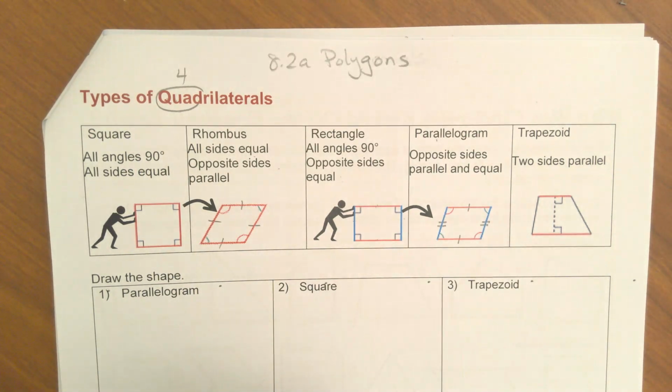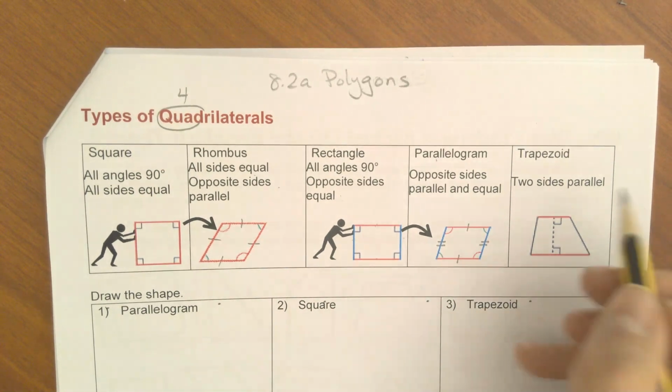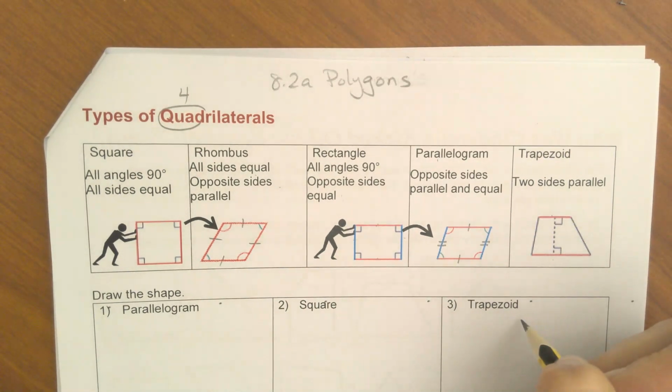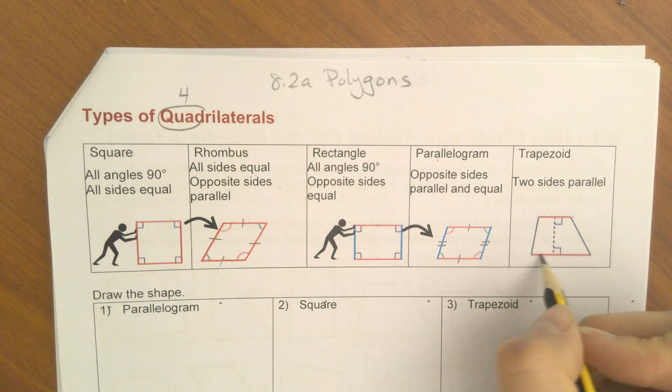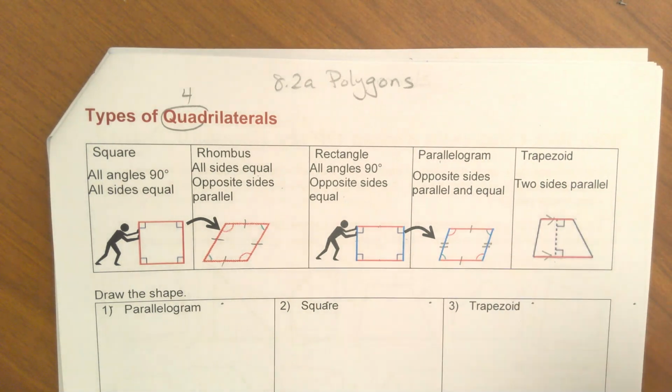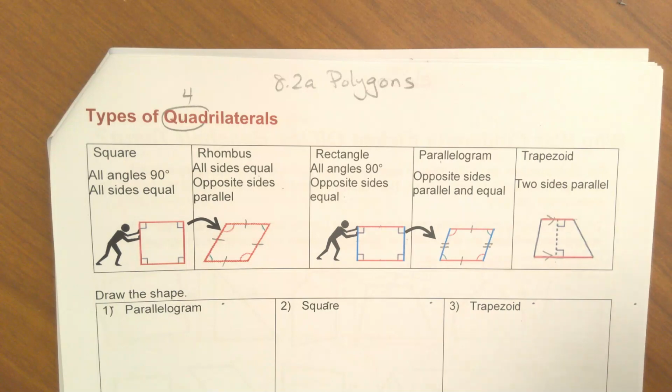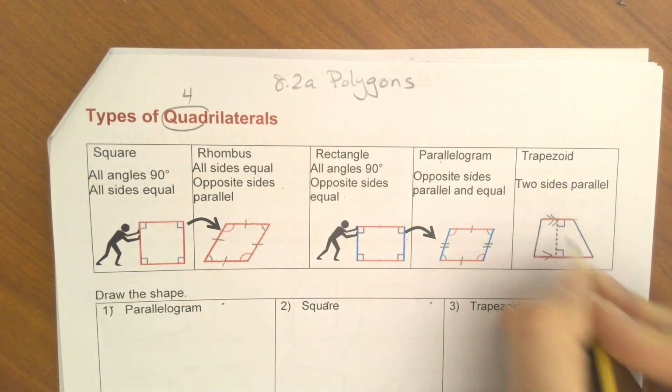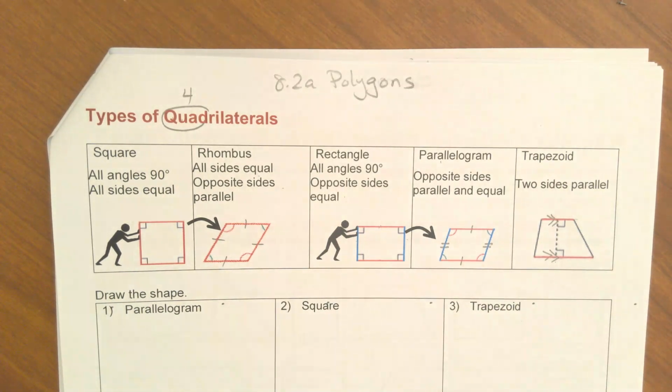Now, trapezoid is a weird shape. It just says 2 sides are parallel. So this side and this side are parallel. And usually we can put little arrows. If we put one set of arrows on those lines, it means they're parallel. If I put 2, they're the same. As long as these little arrows are the same, it means these sides are parallel.